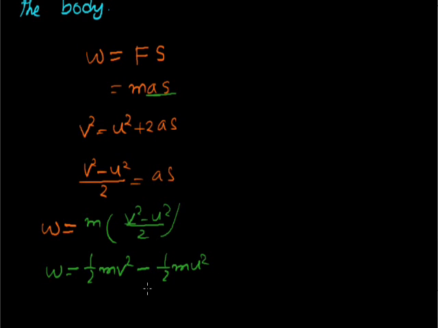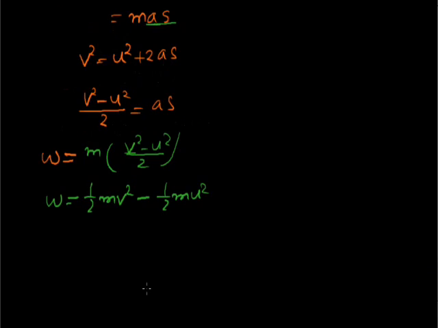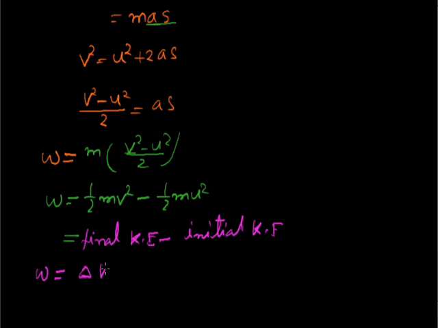So where half M V square is your final kinetic energy, minus half M U square, your initial kinetic energy. Therefore, work done is equal to the change in kinetic energy, where change is represented by delta KE. So this is known as the work energy theorem. So work is converted into kinetic energy. Whatever the change in energy, if velocity increases, then work is done on the system, and if velocity decreases, work is done by the system. So these two cases we have discussed.